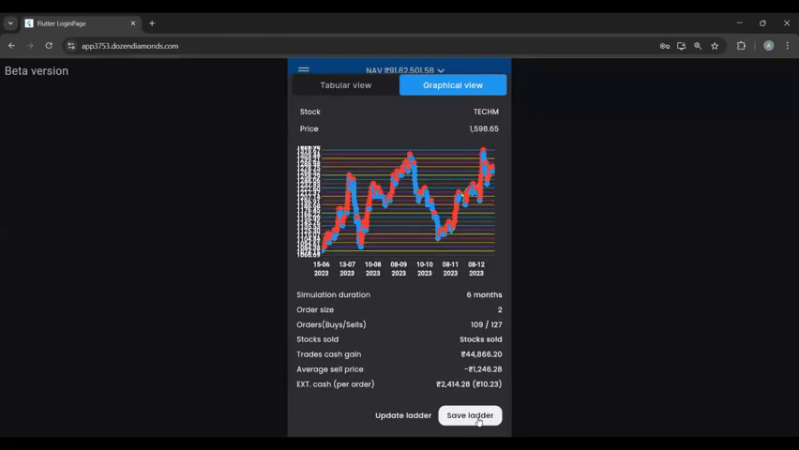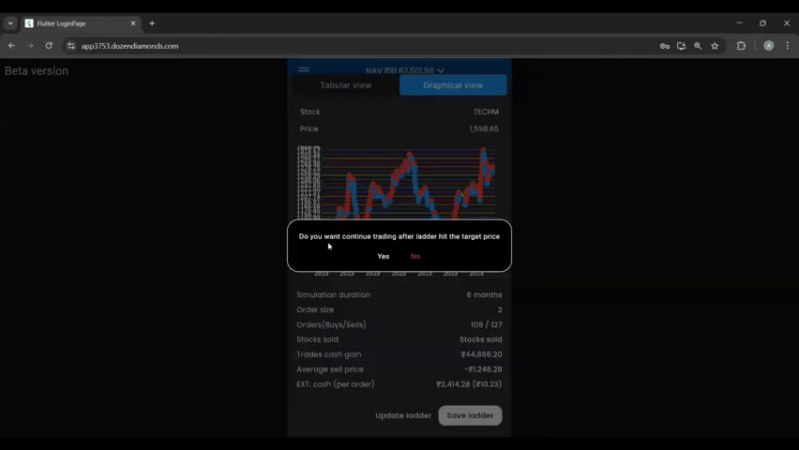Okay. Now if I click on save ladder, you can see there's an interesting question: do you want to continue trading after the ladder hits target price? Now what does this mean? Let's take this example only. All right. I started trading Tech Mahindra at 1600 and my target price is 3200. In both cases, whether I click yes or no, all my stocks are going to be sold at 3200.